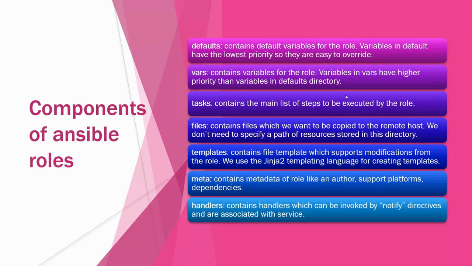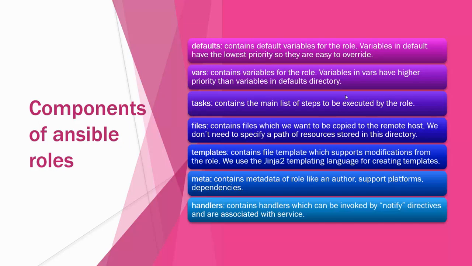We use the Jinja 2 template language for creating templates. Okay, usually templates, if you add templates, it will make your roles a dynamic one. Easily we can make the playbook a dynamic one. To write this, definitely you need to know Jinja 2 or Jinja 3. So later when time permits we will see this. As of now we are not going to see templates, because if you want to see templates, then we should read Jinja 2. Okay. And then meta contains metadata of roles like author, support, platform, and dependencies.